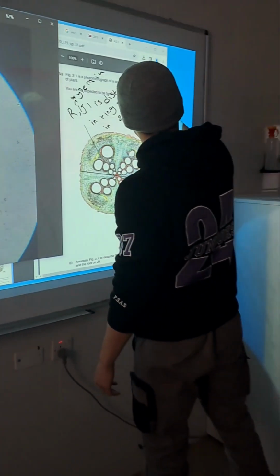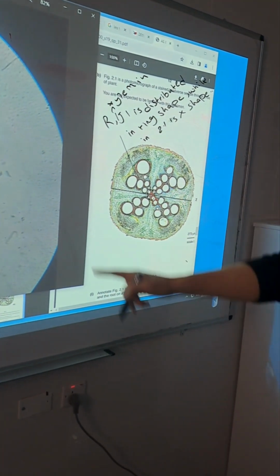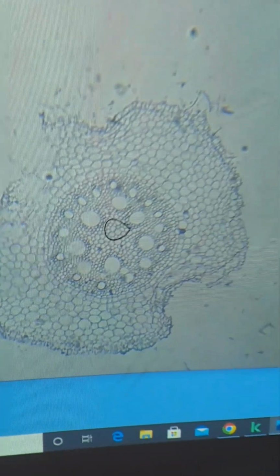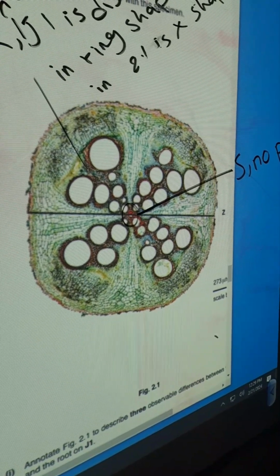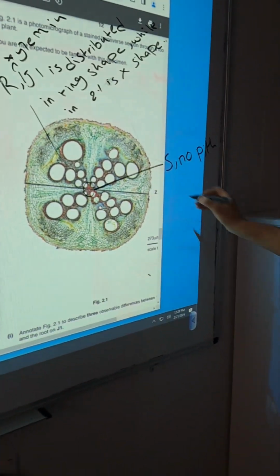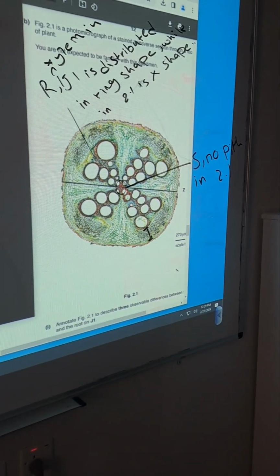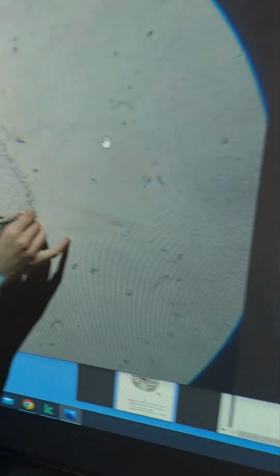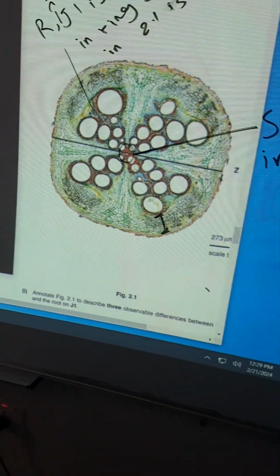Any more other differences, Sabaya? And there's no pith here. If you look at the center of the transverse section, you're gonna see the pith region right here. But right here, you're gonna see no pith. Any other differences? Width of cortex. The cortex in the figure 2.1 is much thinner compared to the width of the cortex in the J1 slide. So you can write that as another difference between those two specimens.